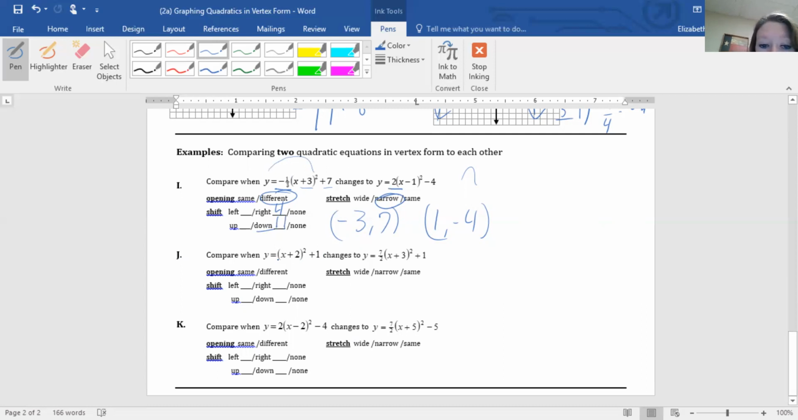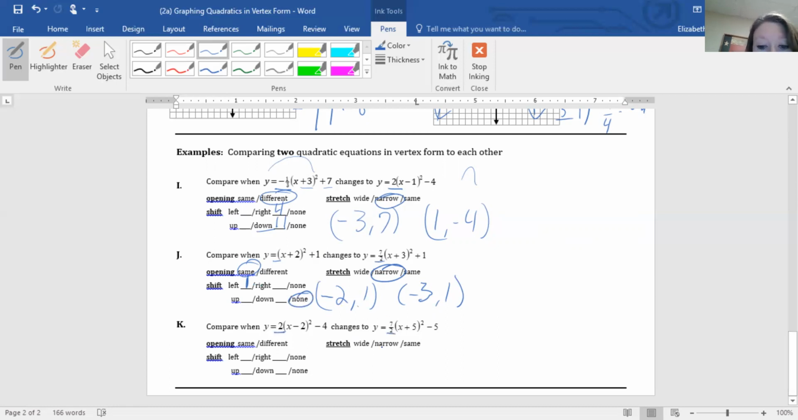Next one, opening, same or different? Well, that's a positive 1, that's a positive 7/2. It's the same. The stretch, I went from a standard 1 to a 7/2. Remember, 7/2, that's bigger than 1, so this is going to be narrower. My shift, I went from -2, 1 to -3, 1. So I went from -2 to -3, so I definitely shifted left 1. And I went from 1 to 1, so I didn't shift up or down any.